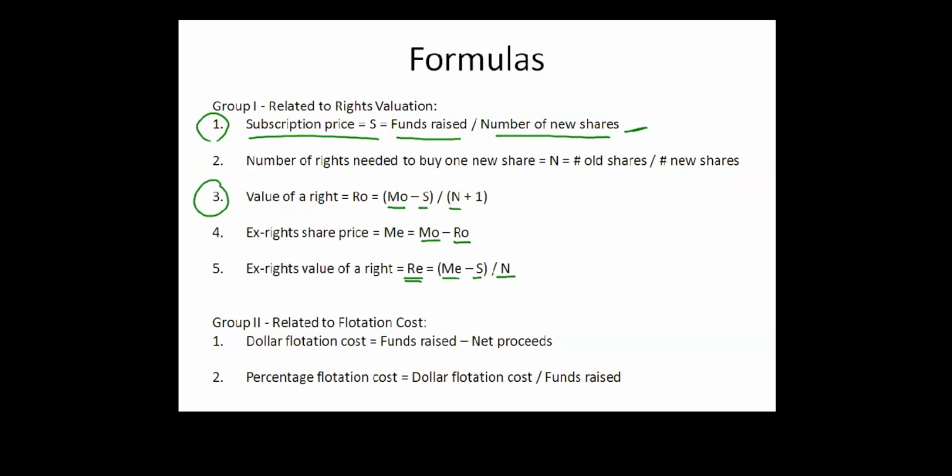In the second group of formulas, we have the dollar flotation cost, which is calculated as the amount of money raised minus the net proceeds, which makes sense because whatever you raise minus whatever you receive is equal to whatever the other party is charging you. The second formula is the percentage flotation cost, which is equal to the dollar flotation cost divided by the funds raised. We can substitute the dollar flotation cost with funds raised minus net proceeds, so the percentage flotation cost is equal to funds raised minus net proceeds, all over funds raised. Formula manipulation is fun.